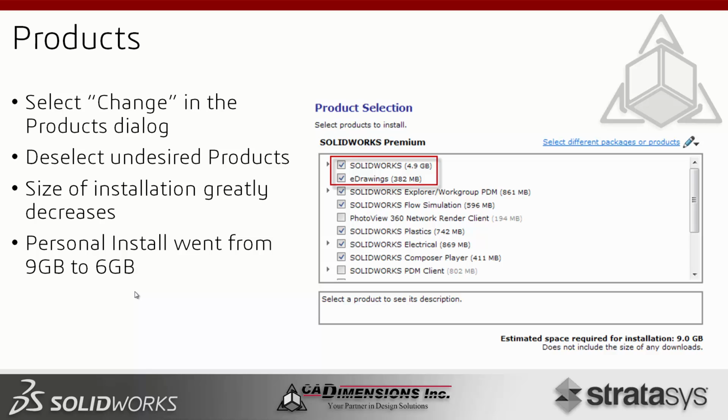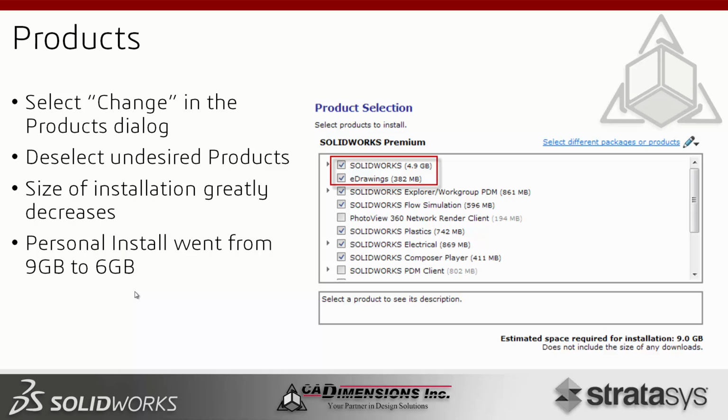The first thing to do is select change on the products dialog, and then you'll see this list. You can see that mine is going to install SolidWorks Premium. Included in Premium, it has Explorer, Workgroup PDM, Flow Simulation, Plastics, Electrical, Composer, and a few other things that it automatically defaults to installing. What you can do is unselect some of these if you know you're not going to be using them. In this case, I know I'm not going to be using PDM, Electrical, and Composer Player, so I can go ahead and turn those off.